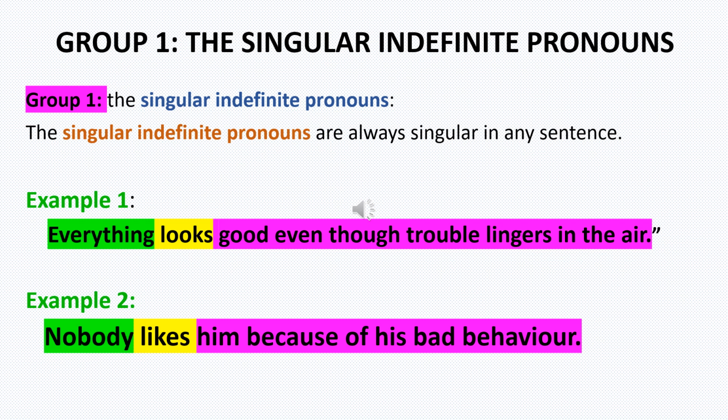Now, let's look at examples. Example 1. In the sentence, "Everything looks good even though trouble lingers in the air," everything is a singular indefinite pronoun, and it's in agreement with the verb, looks, which is the third person singular of the verb, to look. Example 2. In the sentence, "Nobody likes him because of his bad behavior," nobody is a singular indefinite pronoun, and it's in agreement with the verb, likes, which is the third person singular of the verb, to like.